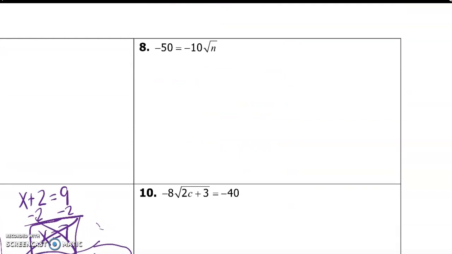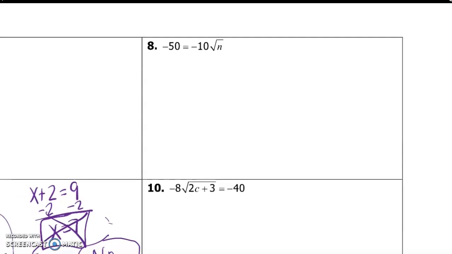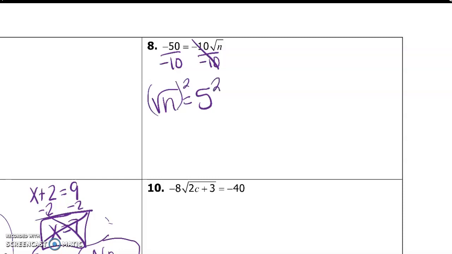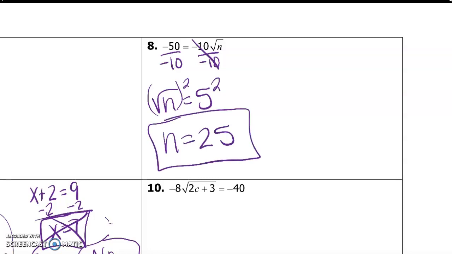Number 8, first we need to get rid of the -10 on the outside, so we're going to divide by -10, divide by -10. I'm also going to flip them, so the square root of n is equal to 5. You don't have to flip them, or you could flip them at any point while you're solving. So now that it's alone, I can square both sides, giving us n equals 25, and then there's nothing else to solve. So if you want to plug in -10 times square root of 25 into your calculator, it should give you -50, so that is the correct answer.